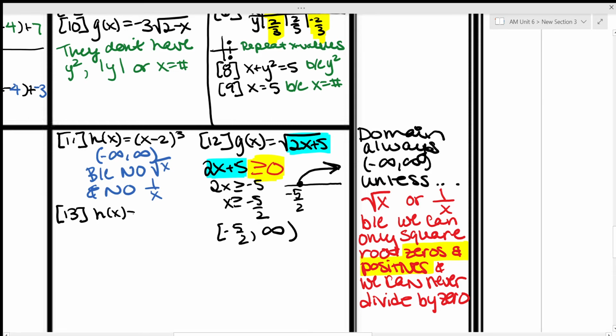Miss Davis has a question. Does this one have a square root? Just square root, sorry. No. Does it have an x in a denominator? No. So what's the domain? Okay, well that's just kind of redundant, isn't it?